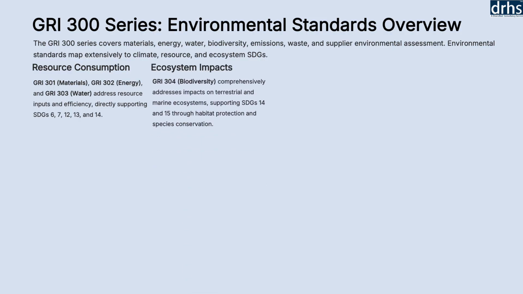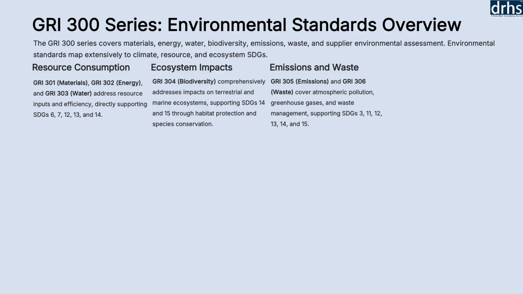Ecosystem impacts. GRI 304, Biodiversity, captures impacts on protected areas, high biodiversity value regions, habitat disturbance, and restoration activities. It supports SDGs 14, Life Below Water, and 15, Life on Land, by requiring organizations to identify ecosystem risks and mitigation measures. Biodiversity disclosures are increasingly critical as nature-related risks become material to business resilience and long-term value creation.